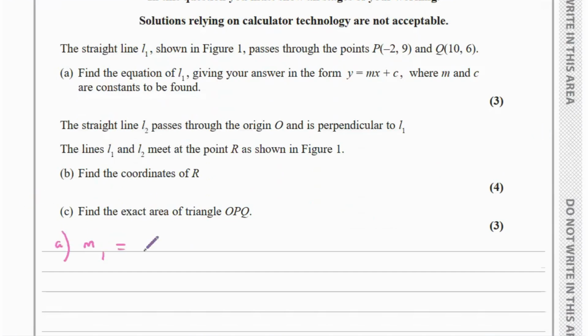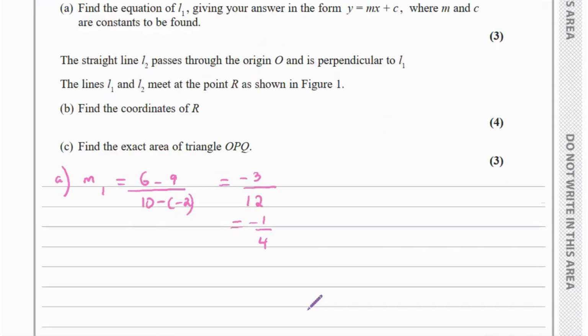So M1 is going to be 6 minus 9 over 10 minus negative 2, which is going to be negative 3 over 12, and that's negative 1 over 4. That is the gradient of L1. Now we can once again use point-slope form or slope-intercept form to find the equation. If I use point-slope form, we can use any point. So if I use y minus 6 equals negative 1 over 4 times x minus 10.